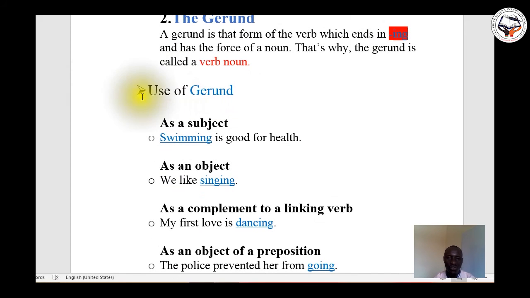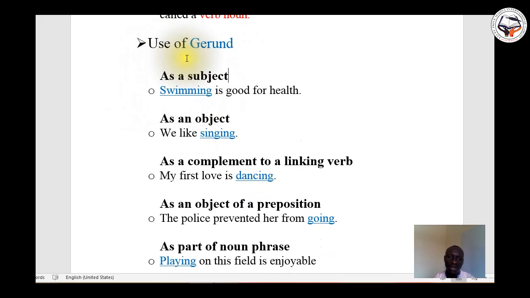All right. Use of the gerund. How to use the gerund. We'll use the gerund as a subject. Here is an example: Swimming is good for health. You see here we have written the ing form. Swimming is good for health.